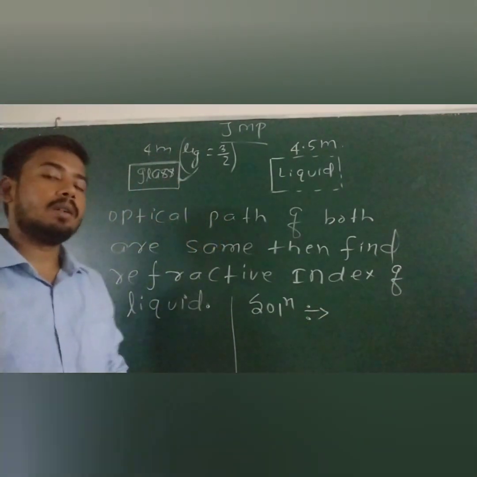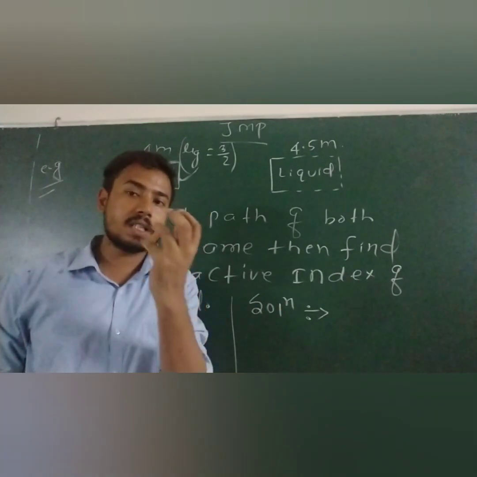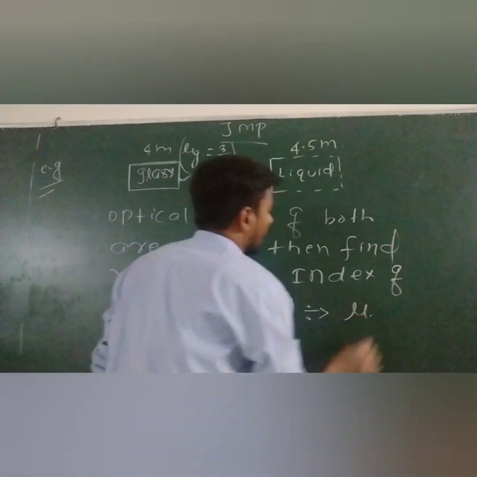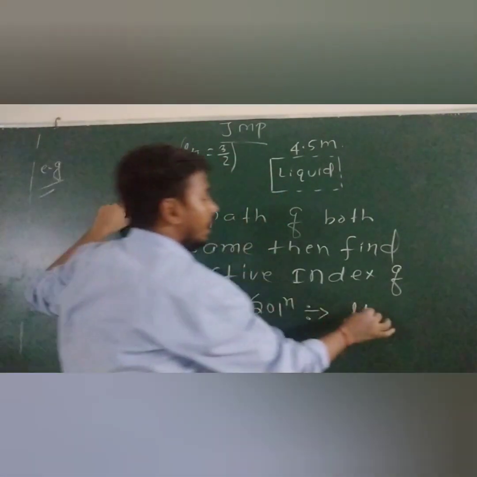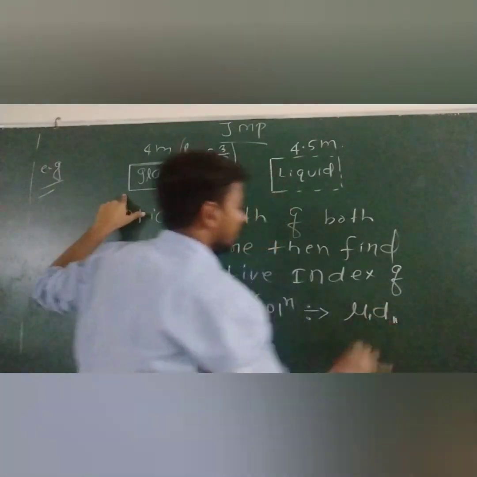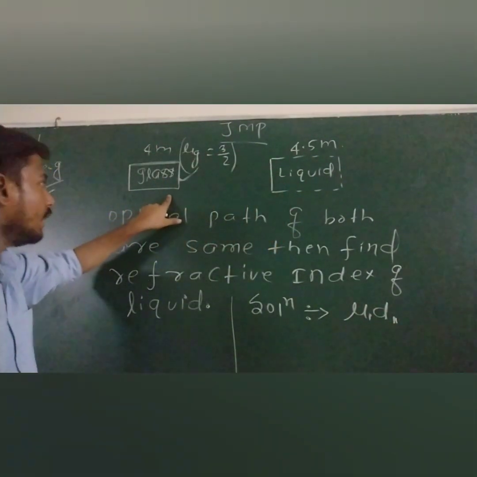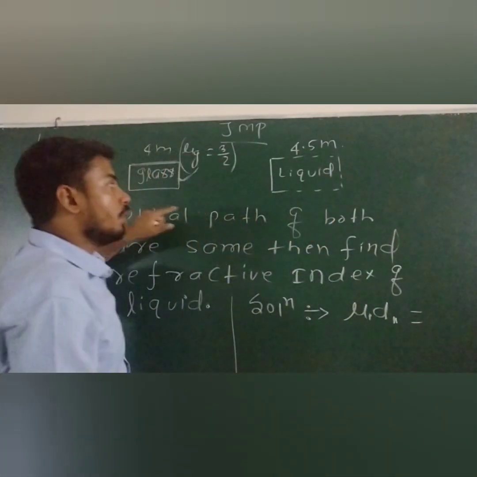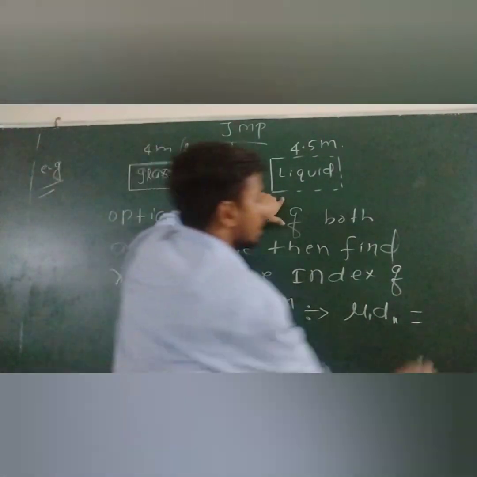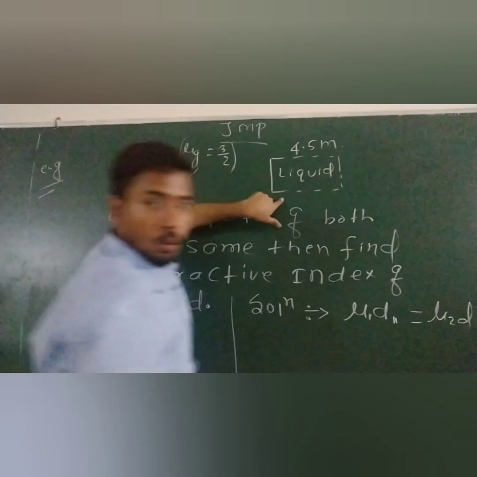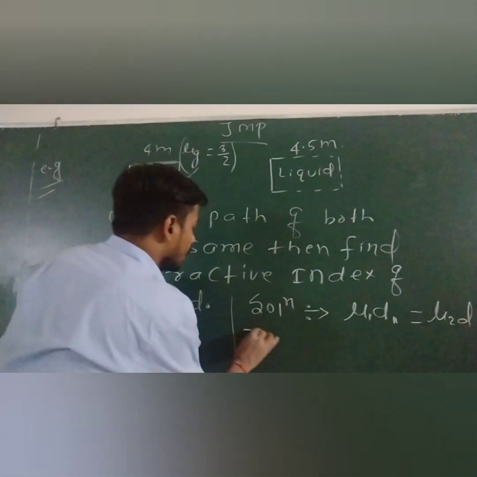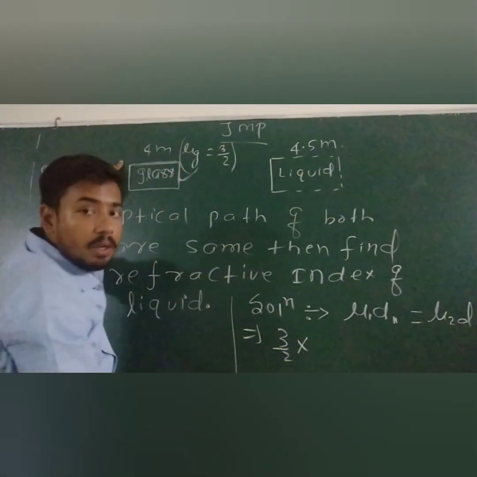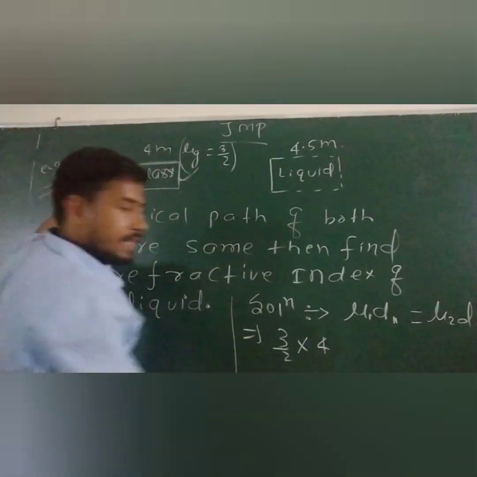What is the optical path? If we look at yesterday's lecture, optical path is equal to mu times the thickness of the material. So we can write mu1 d1, assuming this is the first material. This optical path should be equal to the other optical path, so I wrote mu2 d2, right? Here mu1 is 3/2. And what is d1? It is 4 meters.